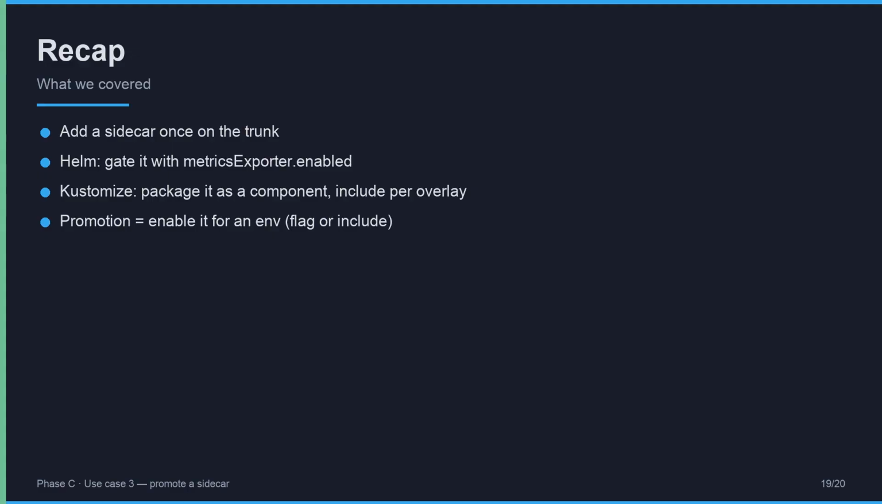Quick recap. We added a metrics sidecar once, on the trunk. In Helm, we gated it behind the metrics exporter enabled flag. In Customize, we packaged it as a component and included it per overlay. Promotion means enabling it for an environment, a flag flip or an include line, never a copy-paste.